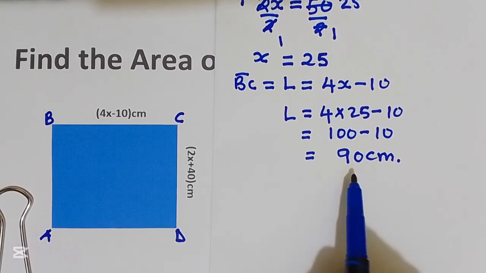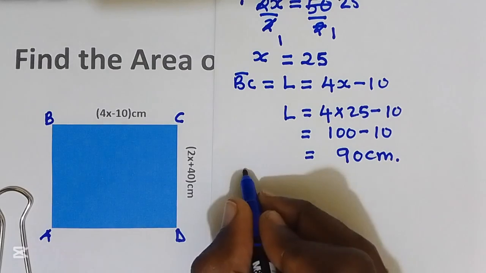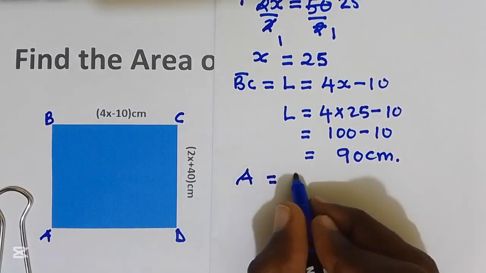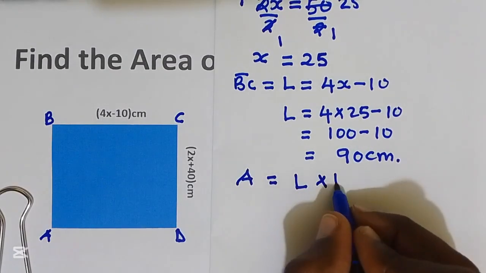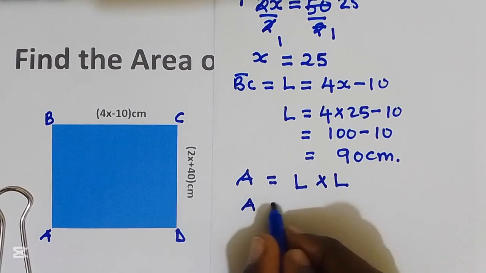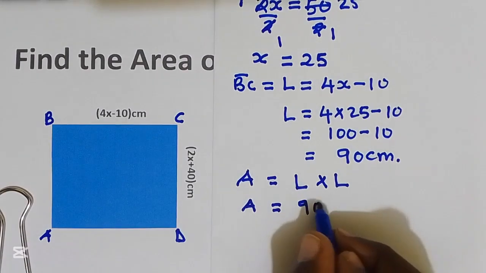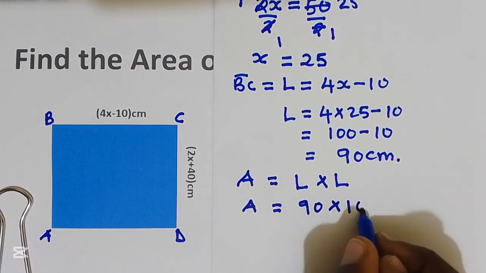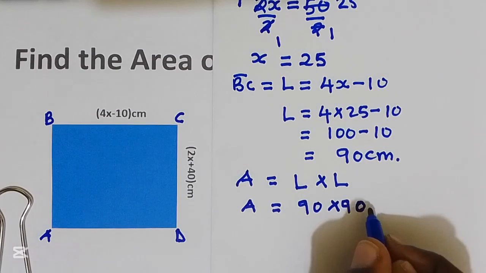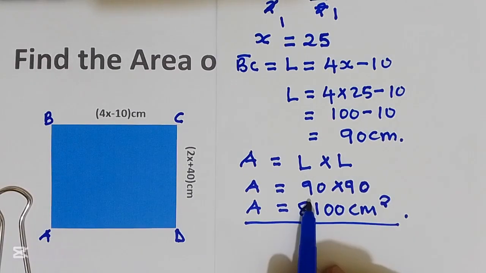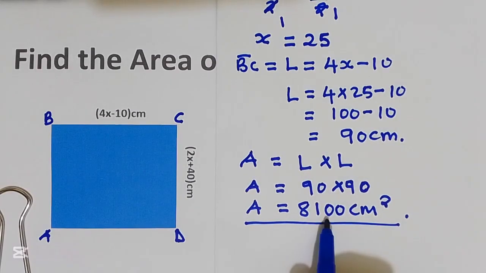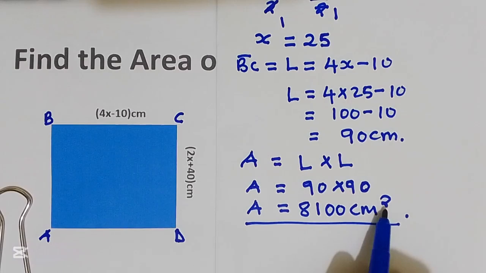Now let's go forward and find the area. The area is equal to length multiplied by length. Now our area is going to be 90 multiplied by 90. We are going to get the area is equal to 8,100 centimeter square.